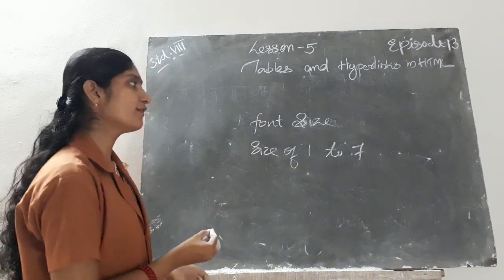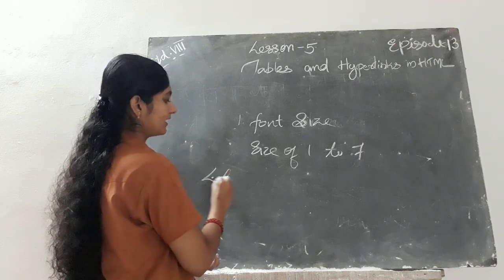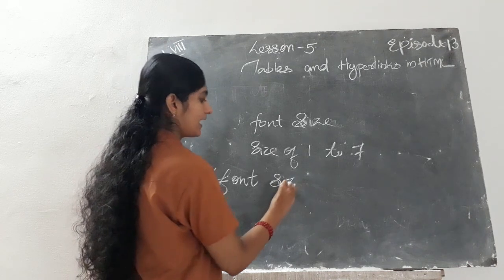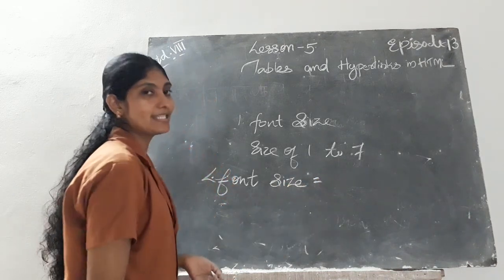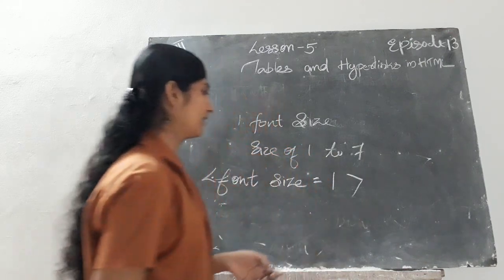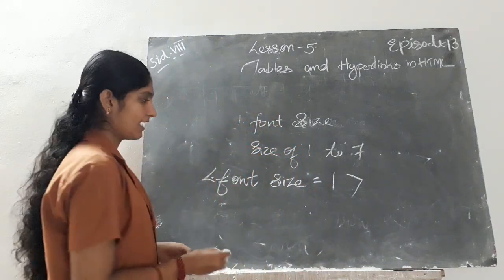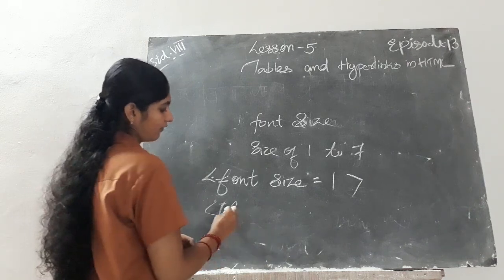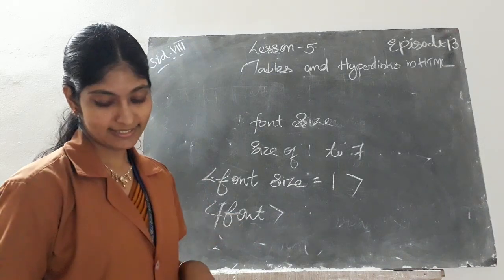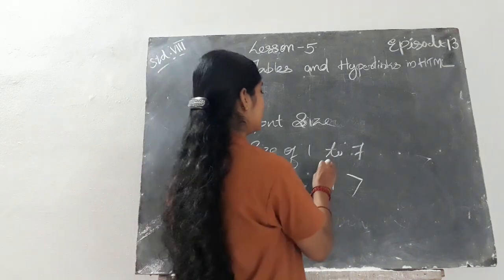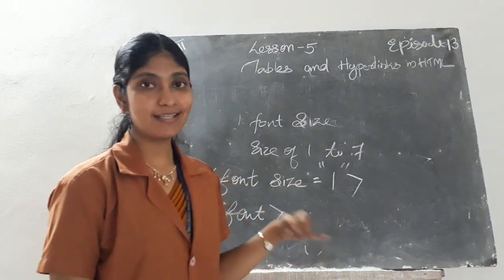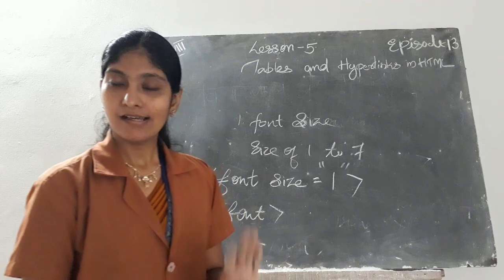So the syntax of font size is font size equal to, you can enter the number. For example, let me write 1. So this is the syntax. Then closing the font tag. So font size is equal to, you can write the number or size of the text you want to apply for the text.